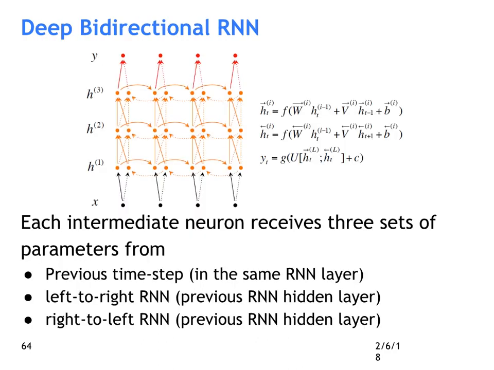Okay, the last one is the deep, or multi-layer, BRNN. The difference is that you see here we have multiple layers. So for one node, it will use three different inputs. One is from the previous hidden layer, and the other two are the outputs of both directions from the previous layer. So this is the deep BRNN. Then that's all for the BRNN, the RNN and the deep RNN. Any questions?